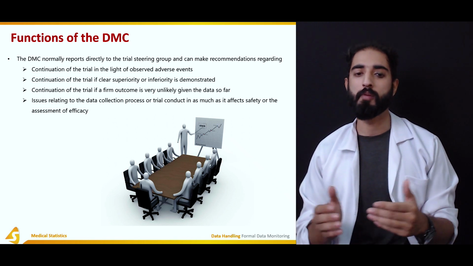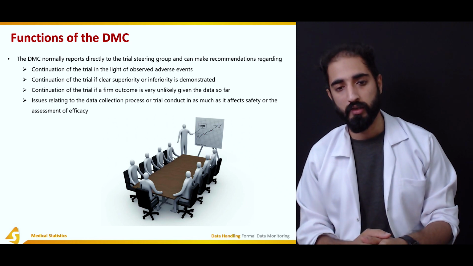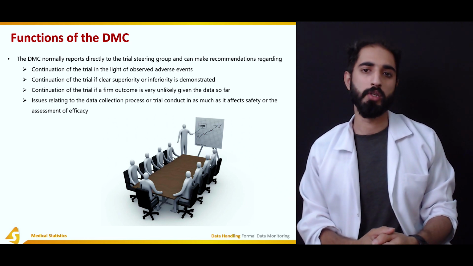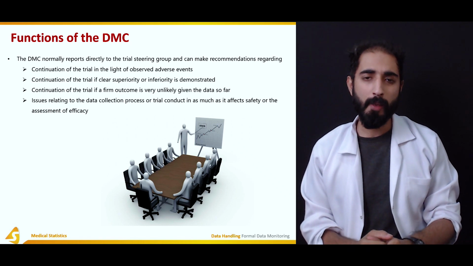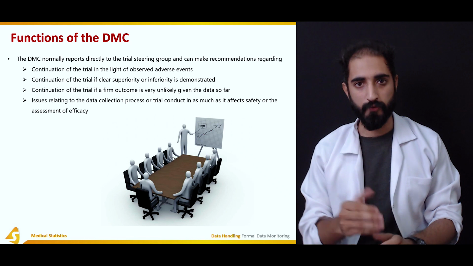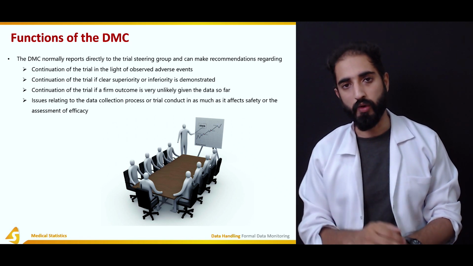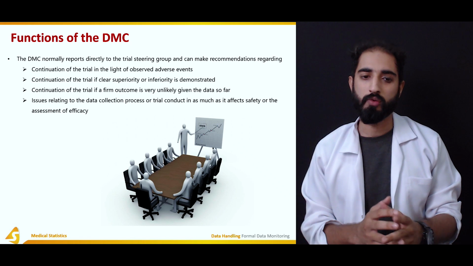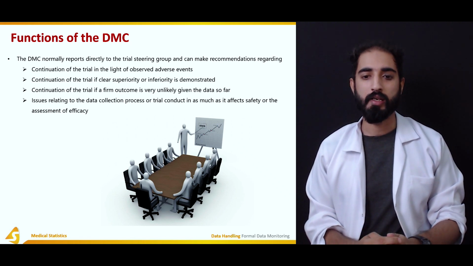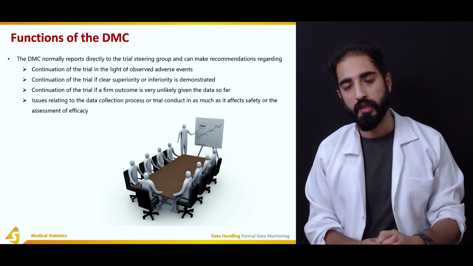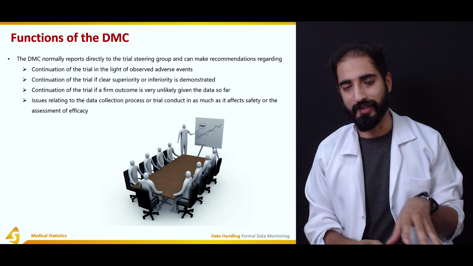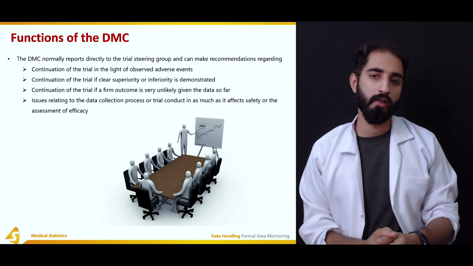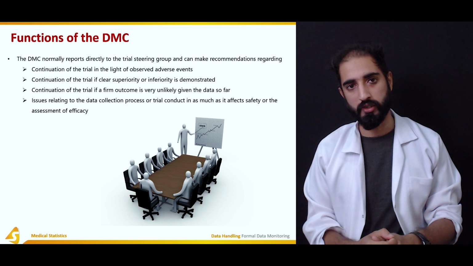Moreover, continuation of the trial if a firm outcome is very unlikely given the data so far. If these are so obvious, then the research needs to be stopped because it has already made clear what the findings are or what the future findings would be if we keep on going with the research process. They also report directly to the trial steering group regarding issues relating to the data collection process or trial conduct, in as much as it affects safety or assessment of the efficacy. For example, if the data collection process is poor and the DMC monitors and identifies it, they report it to the trial steering group to make changes regarding it. Otherwise, the research can be in jeopardy.